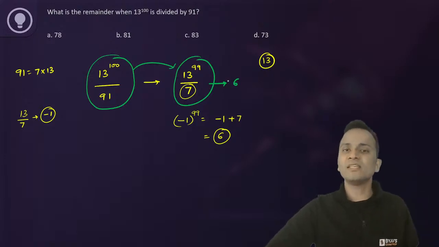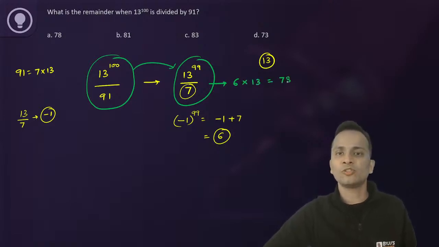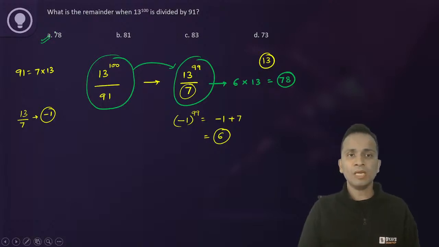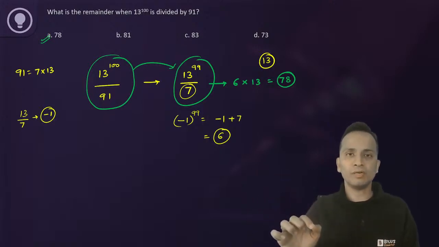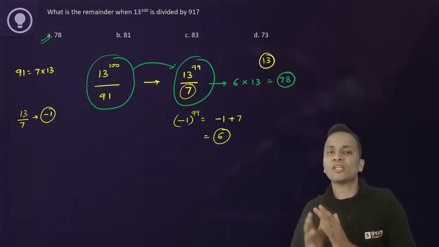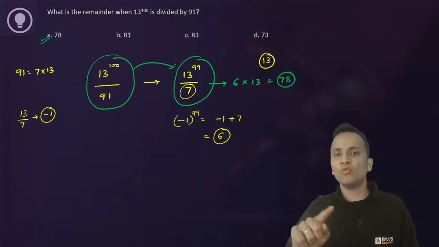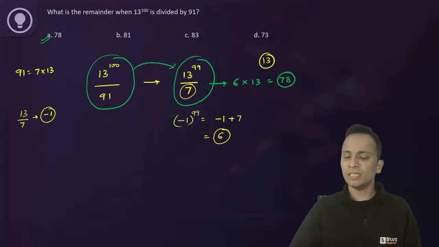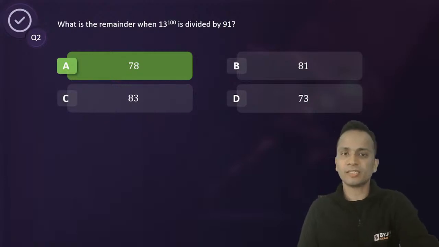So basically I have cancelled 13. I cancelled 13, so now the remainder I have obtained, just multiply it by 13 to get the final answer. So 13 into 6, 78 will be the final answer. I'll quickly repeat. Whatever you cancel out at the beginning, you will have to multiply the same number with the final remainder to get the actual answer. 13 was cancelled, so that is why I multiply 6 with 13 to get the final answer. So 6 multiplied by 13, 78 will be the correct answer of this question. So option A is correct.